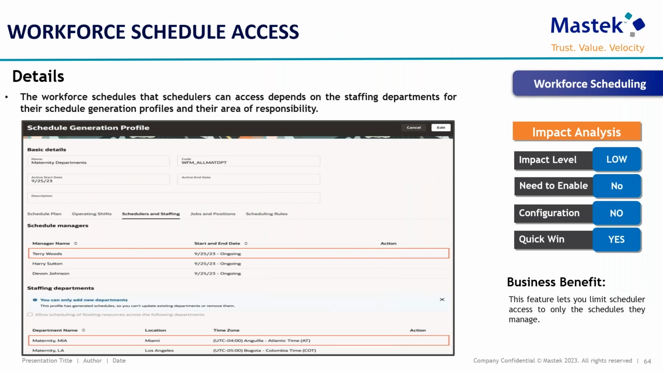Moving on to the next feature, which is workforce schedule access. This feature allows the administrator to restrict the access of the schedule generation profile itself. So for example, you can see on this screen, Oracle has tried to assign the schedule to a manager called Terry Woods, and the department assigned to this particular schedule for staffing is maternity MIA.